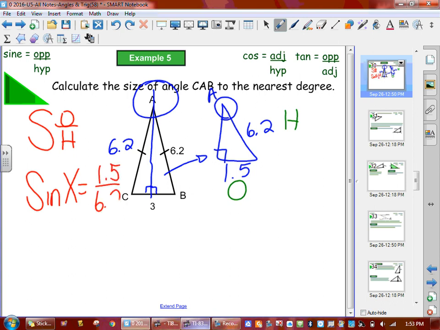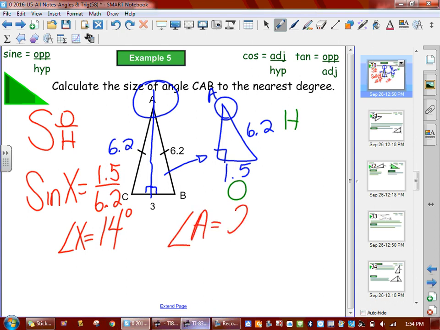So how big is half of angle A? Good. So angle X up here is 14. We need to double it to find angle A. How big is angle A? Angle A is 28 degrees. It's double of this guy, so it's this guy times 2 is angle A. Okay?